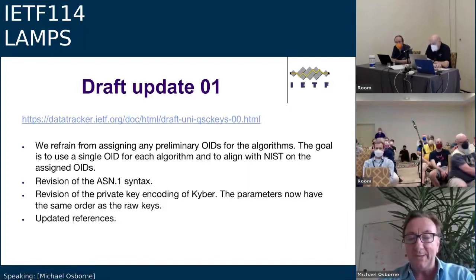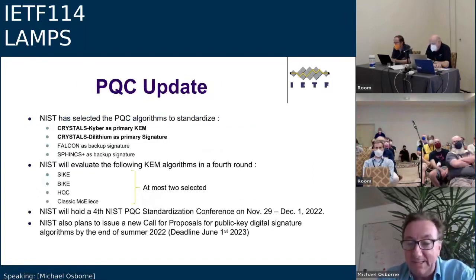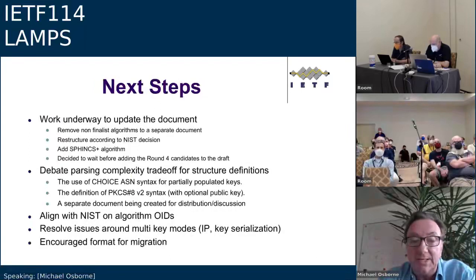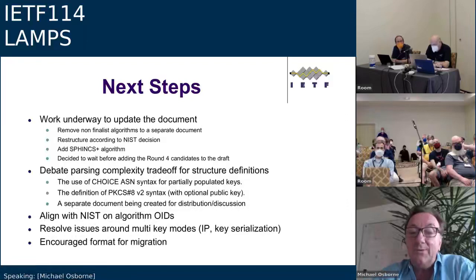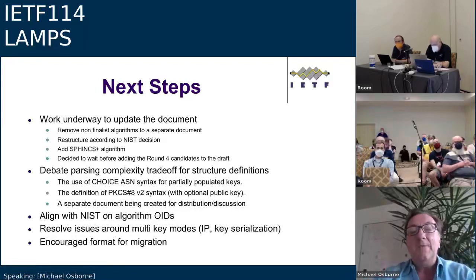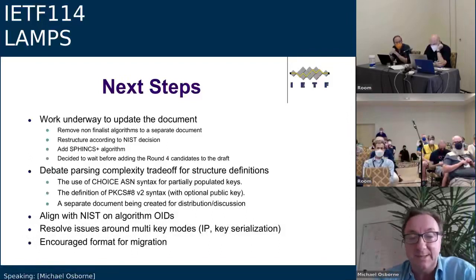So we have a draft update. You've probably seen the next chart: since that draft update, NIST has made their selections. I can jump over that because you know the selections. But essentially, there's work underway now to update the document by removing all the NIST finalist algorithms. I picked up on the discussion about one document per algorithm versus multiple, which we can also look at. But essentially, we're restructuring the document according to the NIST decision, adding the SPHINCS+ algorithm, because that was an alternative that is now to be standardized.